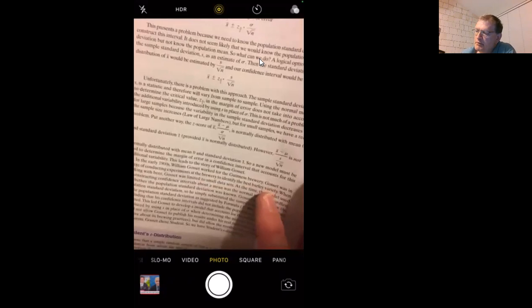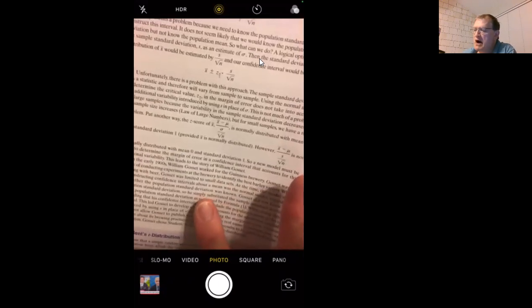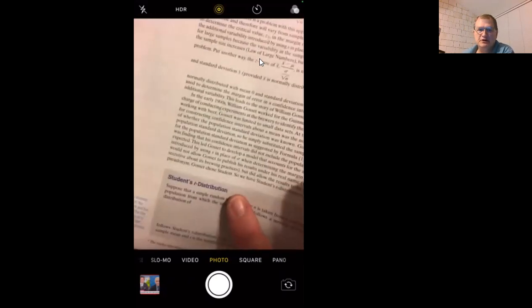This guy named William Gosset, you can look him up, was working for the Guinness Brewery, I believe it was in Milwaukee. And he was in charge of conducting experiments to identify the best barley variety. And when he was constructing his confidence intervals using the standard normal table, he did not get accurate results. And so he created an accurate statistical table or model for it. It's called the student's t-distribution.